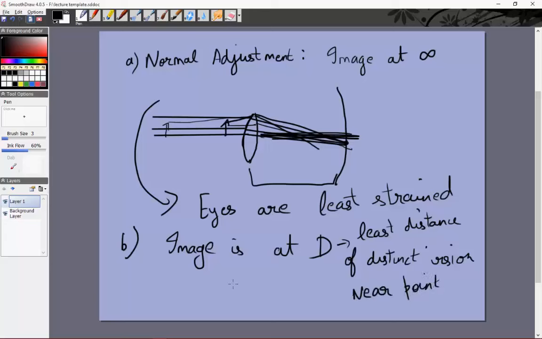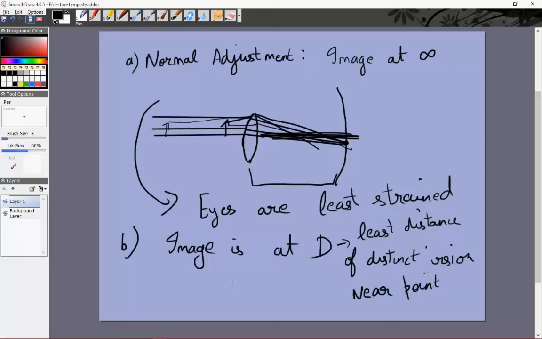However, some people can develop some problems in the eyes and they need spectacles in order to correct them, and we'll look at the various defects later on. But right now we need to know that the far point is the furthest distance an eye can see, and for a normal healthy eye it is supposed to be infinity. The near point, or the least distance of distinct vision, is the minimum distance of an object for which an eye can clearly see the image.